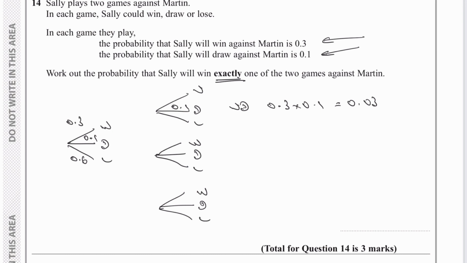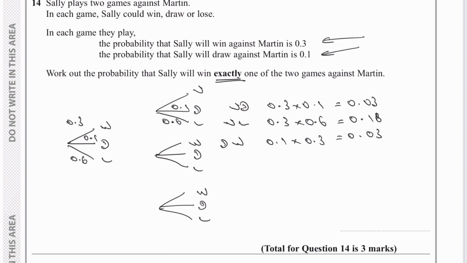The probability that she wins the first game and then she loses the second game is going to be 0.3 again, but this time multiplied by 0.6, which is the probability she loses, and that's going to give us 0.18. So that's dealt with where she won the first game. Let's have a look at when she wins the second game. There's only one probability in that she draws the first game and then she wins the second game. So that's going to be 0.1 multiplied by 0.3, and that's going to be 0.03.